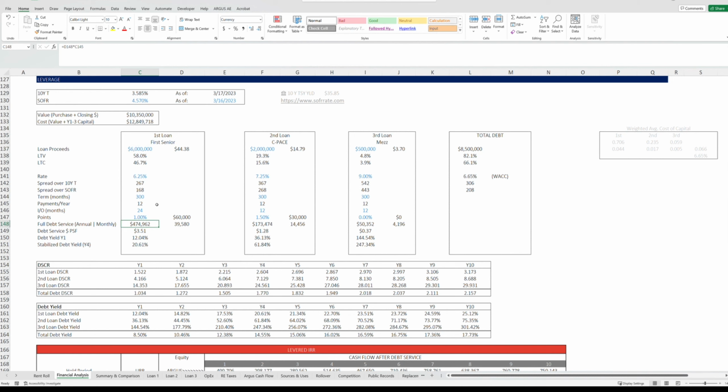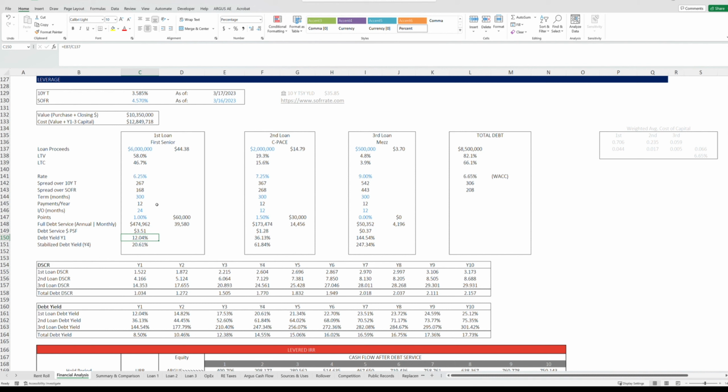So the full debt service. This is annually and monthly. That's what these two numbers are. And then I look at my debt service per square foot. I feel that that's important to know. And then my debt yield in year one. And then this is a value add deal. So my stabilized NOI in year 4 is going to be much, much different than my year 1 NOI.